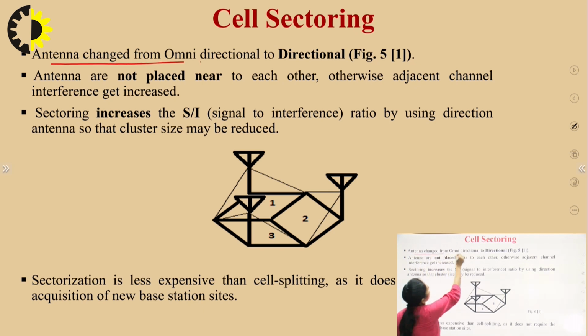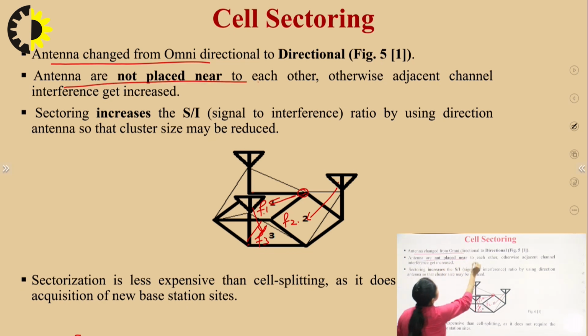Now, antenna change from in cell sectoring, we can see here the antenna has been changed from omnidirectional to sectored. If you take the example of this antenna number 1, it will be directed towards this particular sector 1, covering this particular area. Sector number 2 will be covered by this antenna, and sector 3 will be covered by this antenna. So, you can say here we are using frequency F1, this is F2, this is F3. All these sectors will have different ranges of frequencies.